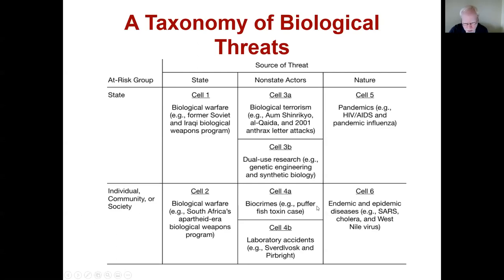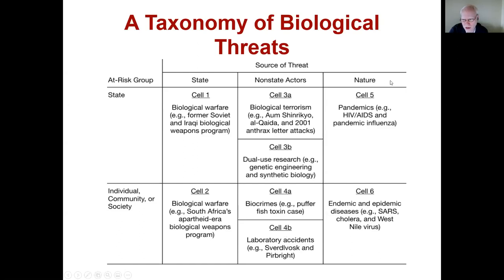So you have biocrimes. These are not necessarily terrorism, it's more, say, organized crime or criminal elements targeting individuals. So not for the purpose of threat, but because they want to target that individual as part of a crime. For example, using toxin from a puffer fish to kill someone, say from a rival gang. Then there's a threat to community, so laboratory accidents. At biological labs, if there were to be an accident, it's probably not going to harm the entire state, but it could certainly harm individuals in the community around the lab.